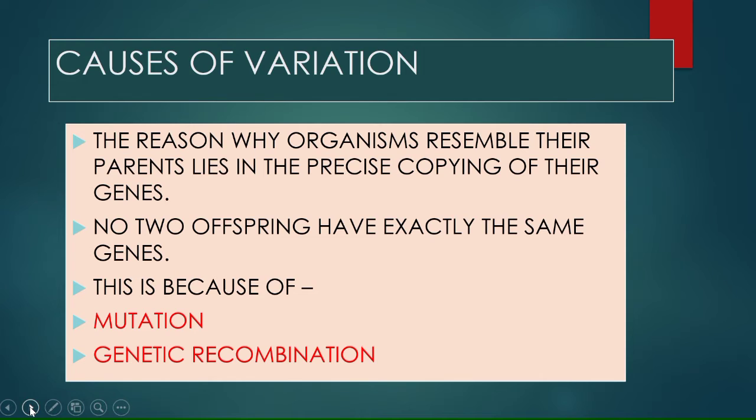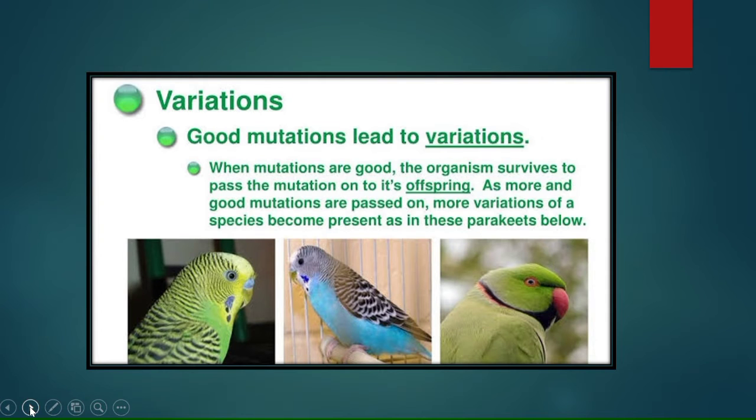Causes of variation. The reason why organisms resemble their parents lies in the precise copying of their genes. No two offspring have exactly the same genes. This is because of mutation and genetic recombination. Good mutations lead to variations. When mutations are good, the organism survives to pass the mutation on to its offspring. As more good mutations are passed on, more variations of a species become present, as in these parakeets below.